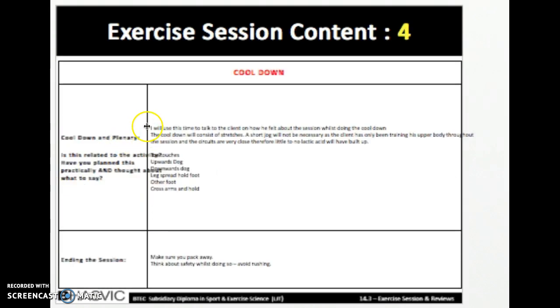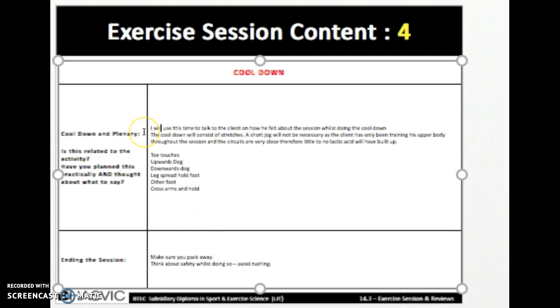The cool down. I said I would use this time to talk to the client about how he felt about the session whilst doing the cool down. The cool down will consist of stretches. A short jog will not be necessary, as the client has only been training his upper body throughout the session, and the circuits are very close, therefore little to no lactic acid will be built up.